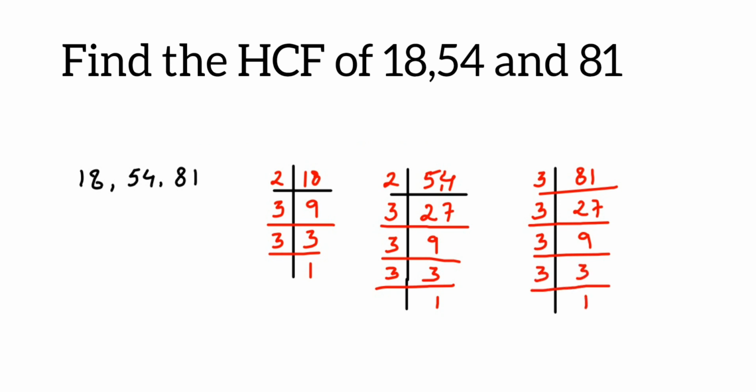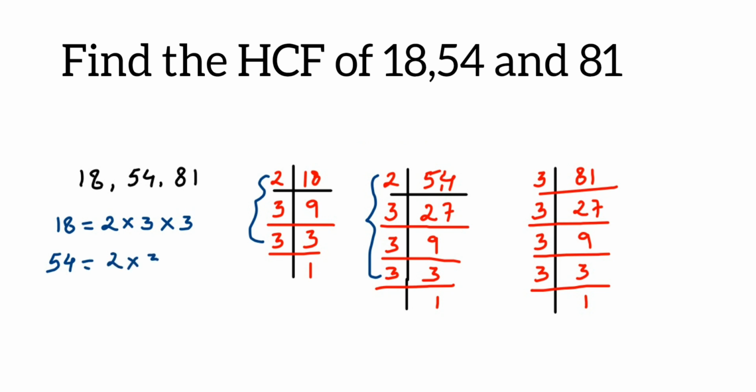Now let us rewrite them. So 18 can be written as, write down all the prime factors what we got. So 2 into 3 into 3. Now 54 can be written as all these factors. So 54 is equal to 2 into 3 into 3 into 3. And 81 can be written as, again, all these factors. 3 into 3 into 3 into 3.